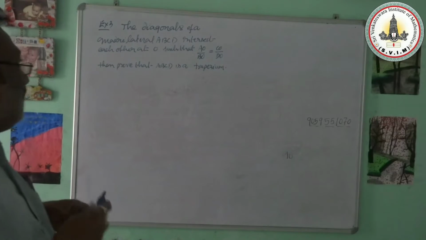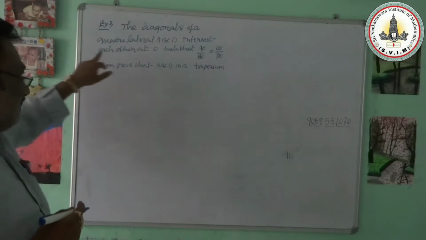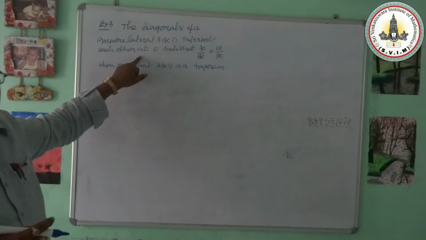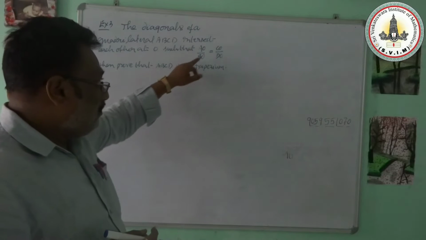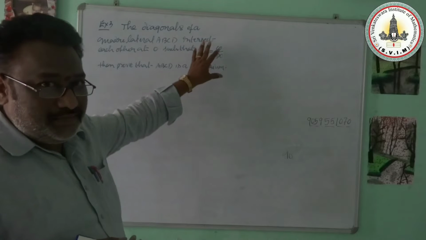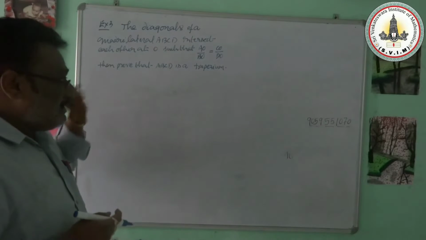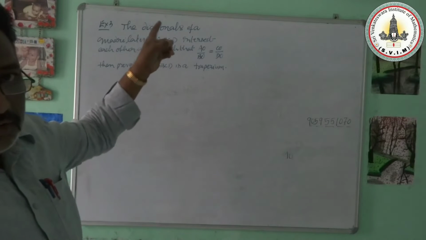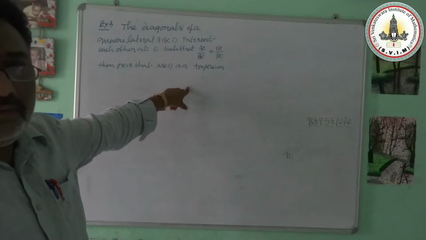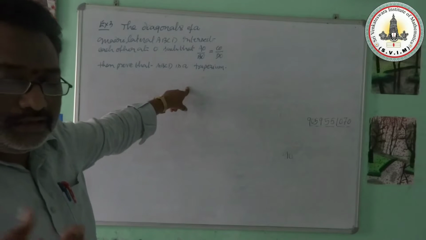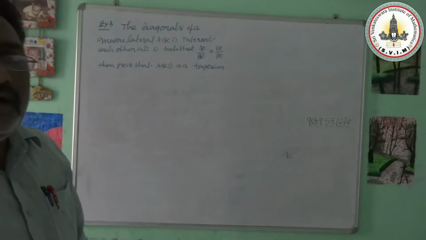Listen to me. The diagonals of a quadrilateral ABCD intersect each other at O. How are the 2 diagonals intersecting? AO by BO is equal to CO by DO, in such a way that the 2 diagonals are intersecting each other in this quadrilateral. But for the quadrilateral in which the 2 diagonals intersect in this way, we are going to prove that the quadrilateral is a trapezium. In that way we are going to prove.